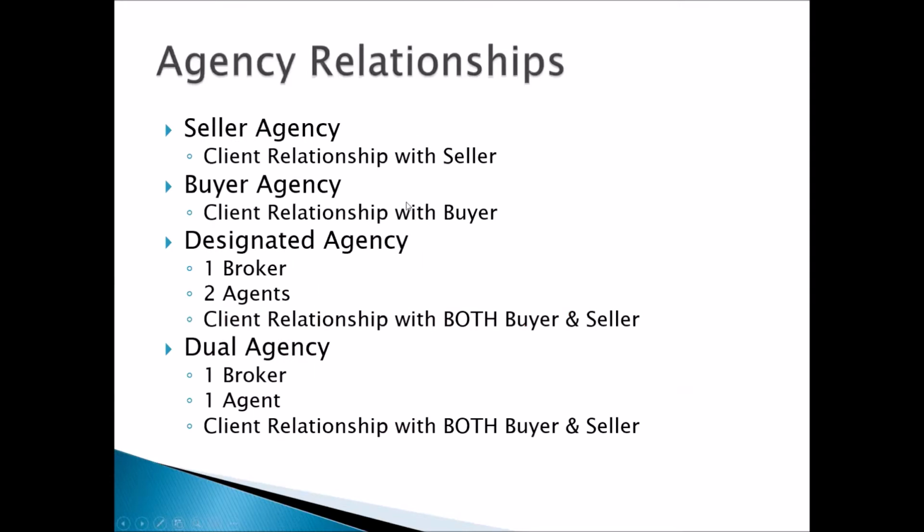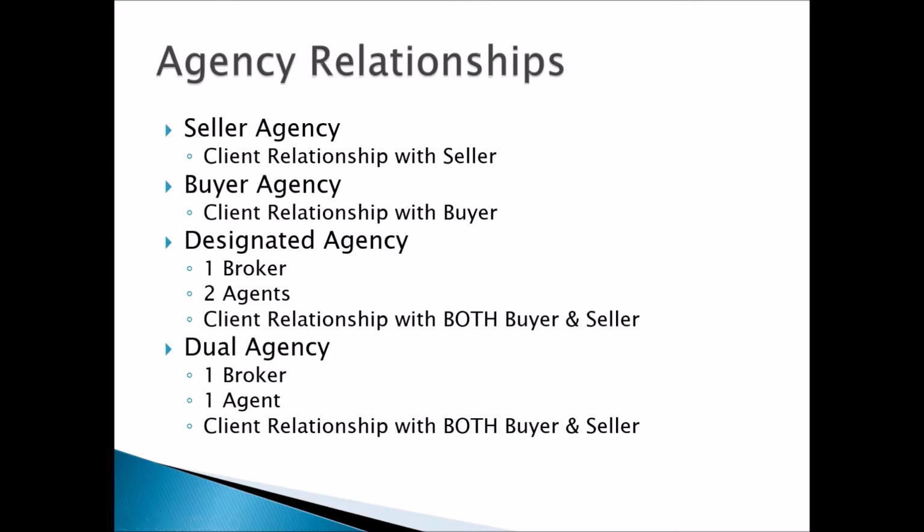So for the agency relationships, there is seller agency, which is a client relationship with the seller. Buyer agency, client relationship with the buyer. Designated agency means there's one broker and two agents, and each agent has a client relationship with both the buyer and the seller. The way to remember where that term comes from is the broker has designated agent A to work with the buyer and agent B to work with the seller.